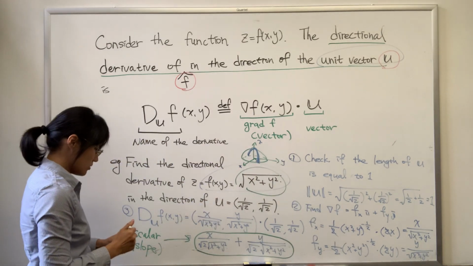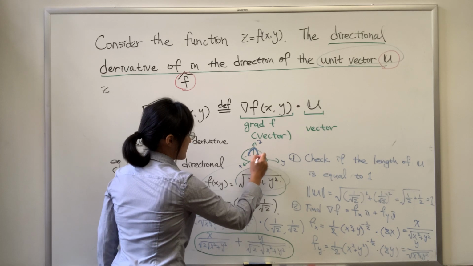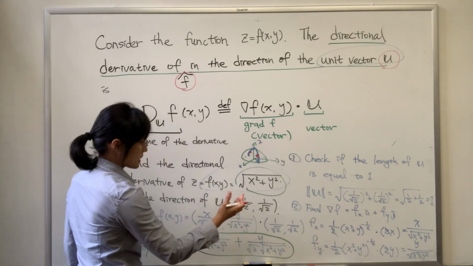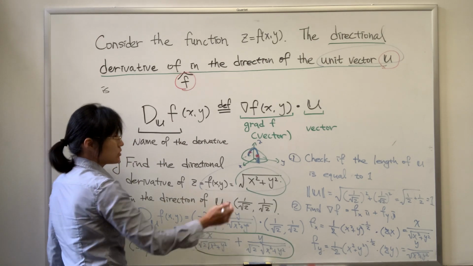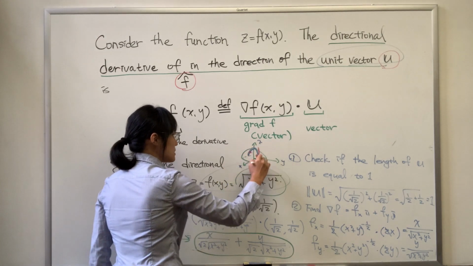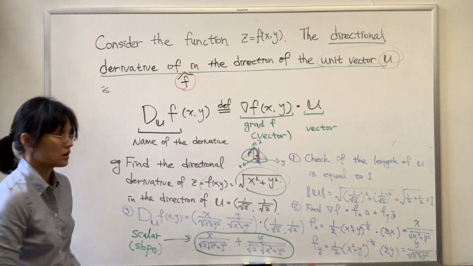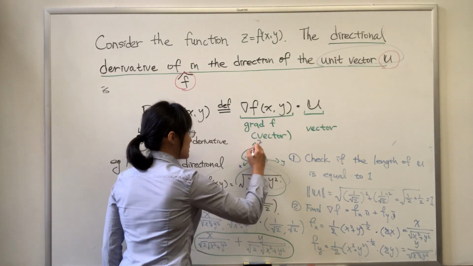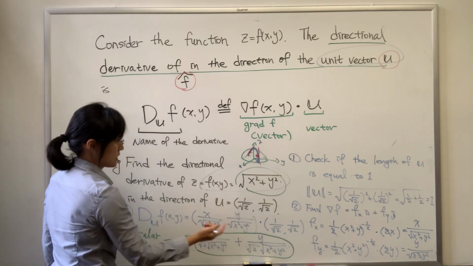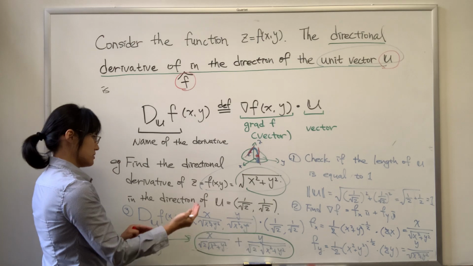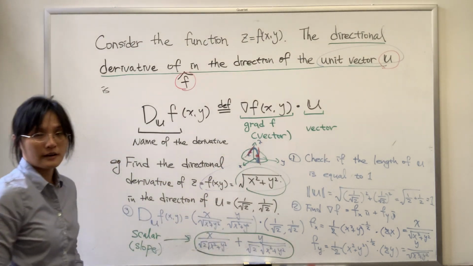Now you can say at any point on this curve, just plug the x and y values into this formula, and you will be able to find that the slope of this tangent line is equal to this much at this point. Then you say, oh, the slope of this tangent line is that much.